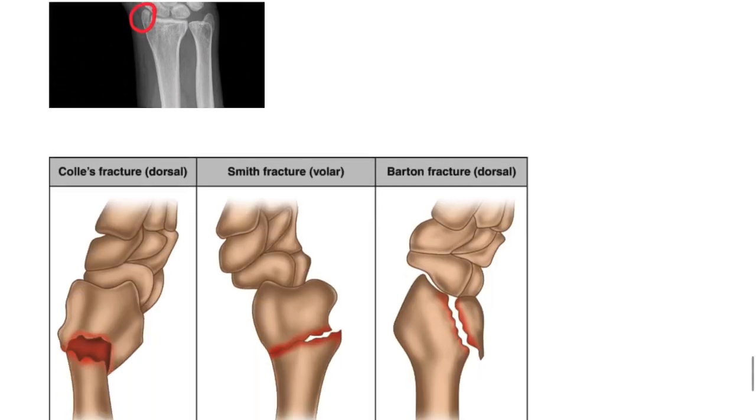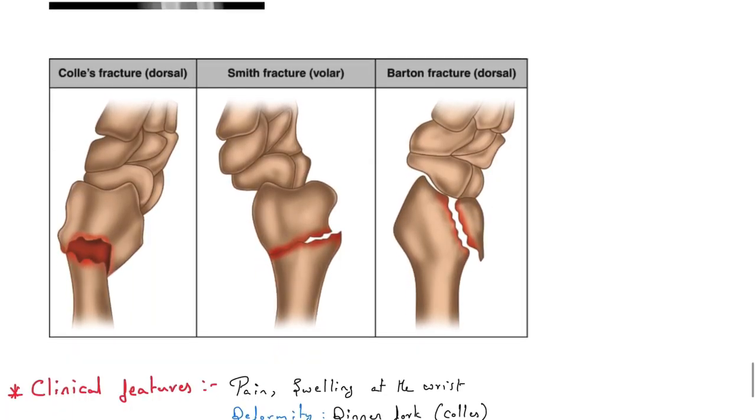Sorry. Yeah, so you can easily understand this image here. Colles fracture is like first, that means fall on outstretched hand, outstretched wrist or hand. Here we can see dorsal angulation, and this is a very common fracture.